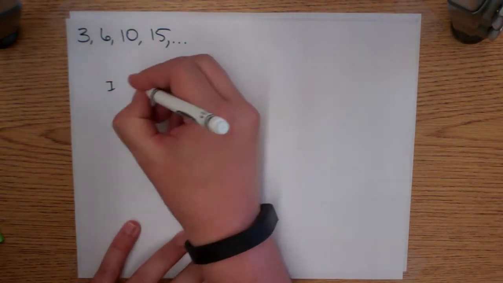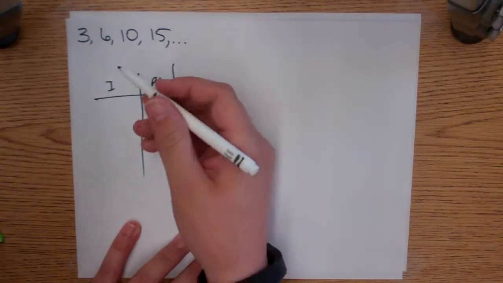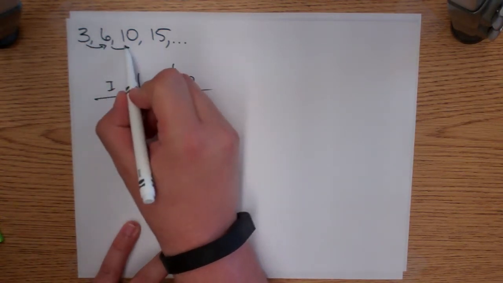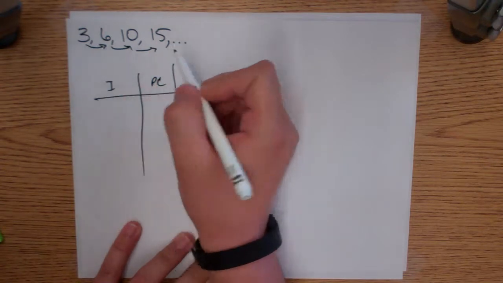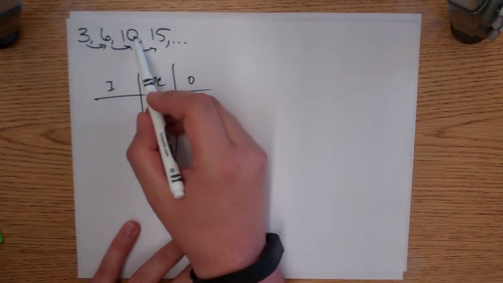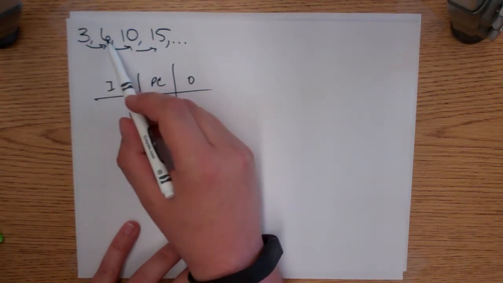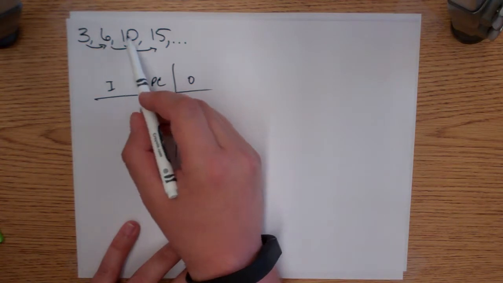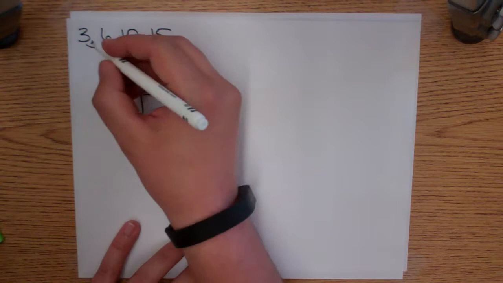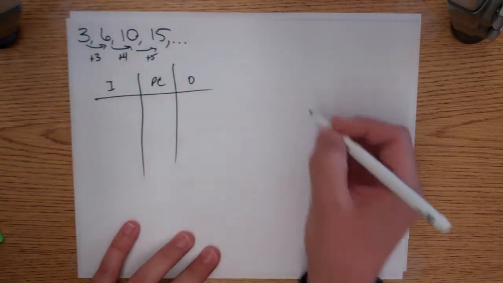All right, if you want, we can do the input, the process column, and the output column. You don't have to. Here, if you notice, 3 to 6, 6 to 10, and 10 to 15. Well, what's going on? 3 times 2 is 6, but 6 times 2 is not 10. 3 plus 3 is 6, but 6 plus 3 is not 10. But 6 plus 4 is 10, and then the difference between here is 5. So here we're adding 3, this is plus 4, and this is plus 5.